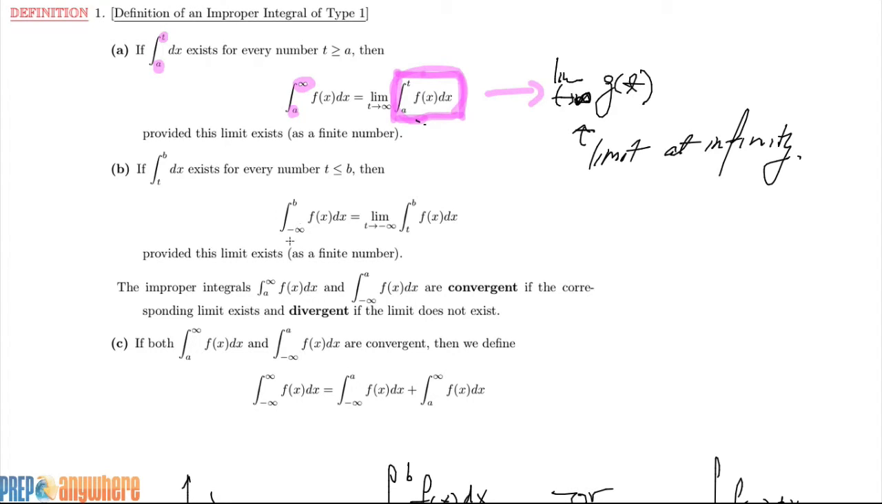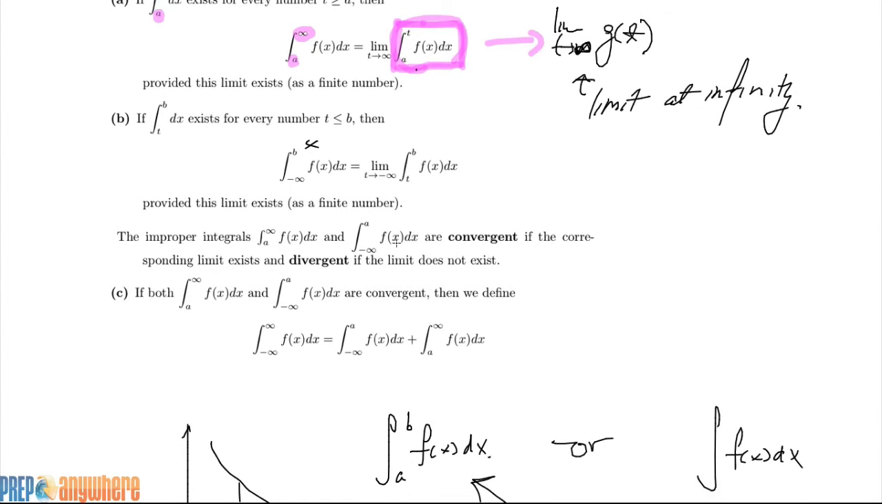This one here, just instead of starting from a and going to infinity, it's minus infinity to b. Okay, so like I said, if it does equal a numerical value, we say it's convergent. Otherwise, we call it divergent.